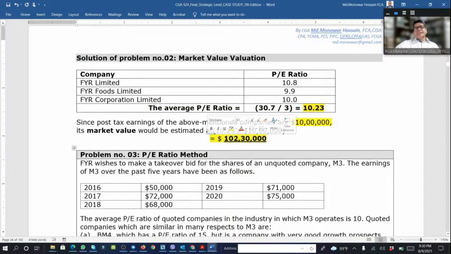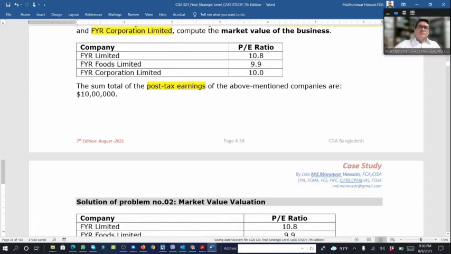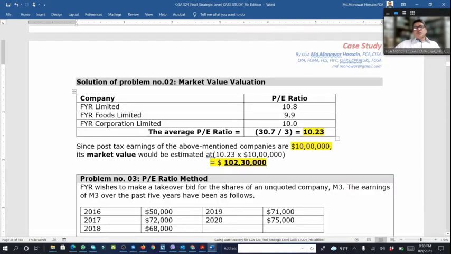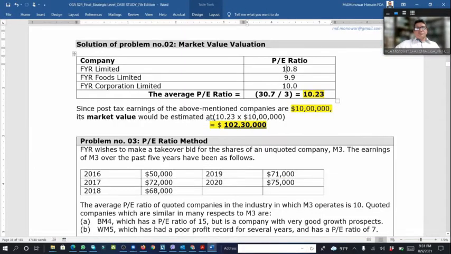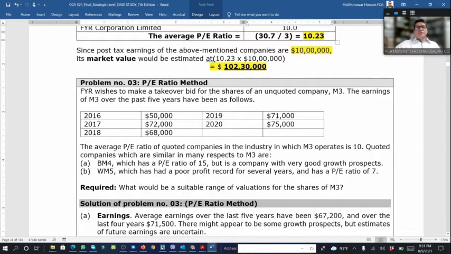You can also segregate it into three items. Here, based on the ratio, no share is mentioned. So the total market value of the three is 1,230,000, based on market value, because the P/E ratio comes from the market value.